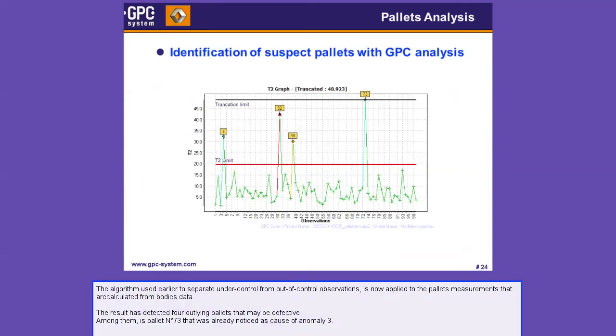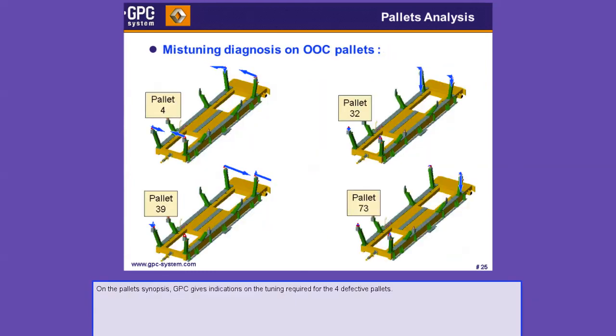The algorithm used earlier to separate under control from out of control observations is now applied to the pallet's measurements that are calculated from bodies data. The result has detected 4 outlying pallets that may be defective. Among them is pallet number 73 that was already noticed as cause of anomaly 3. On the pallet's synopsis, GPC gives indications on the tuning required on the 4 defective pallets.